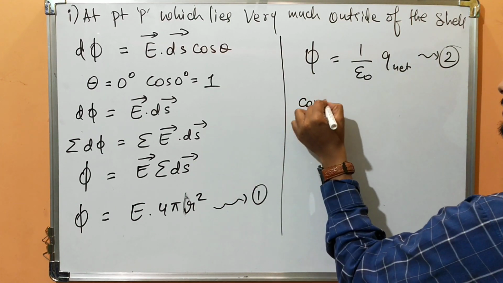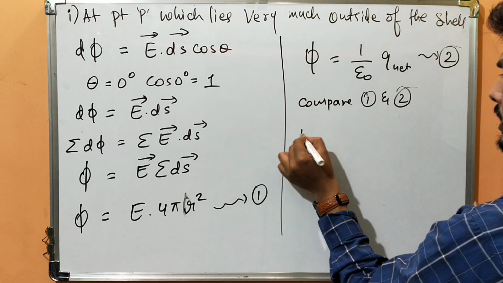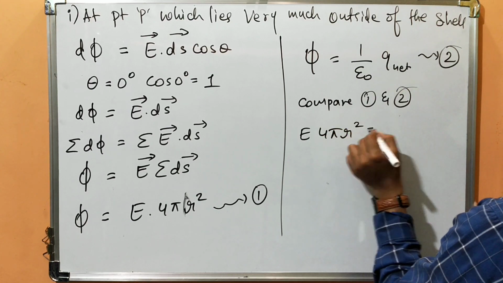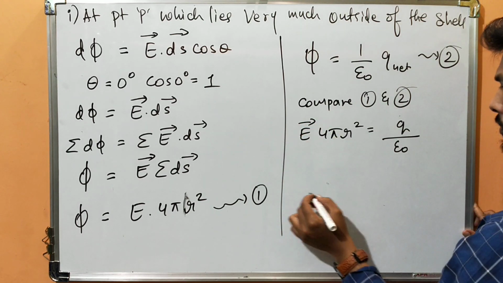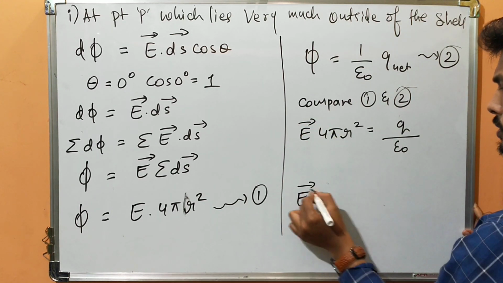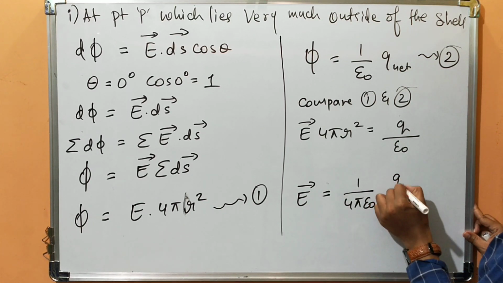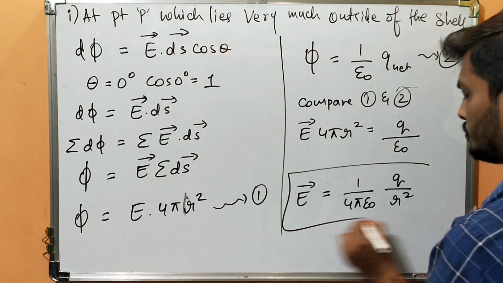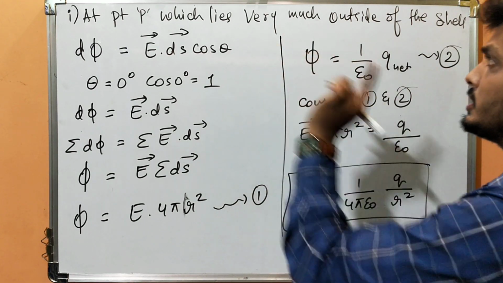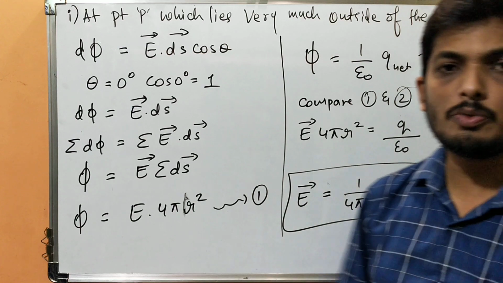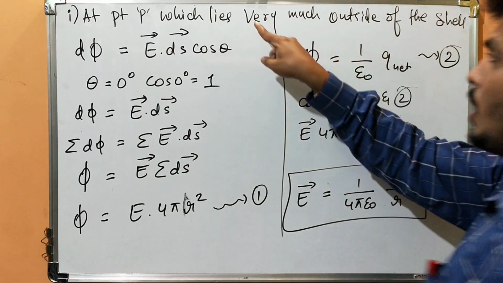So compare 1 and 2. What do I get here? E times 4 pi r square is equal to Q by epsilon naught. I need to find the electric field. So E will be equal to 1 upon 4 pi epsilon naught times Q by r square. This much will be my electric field at a point which lies very much outside the sphere. Are you understanding?